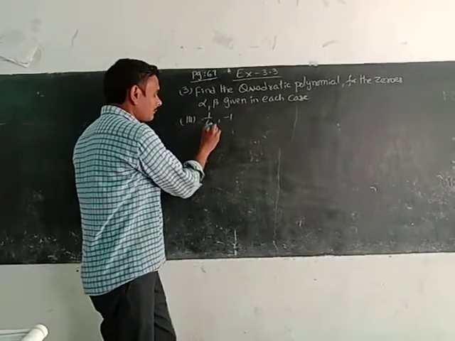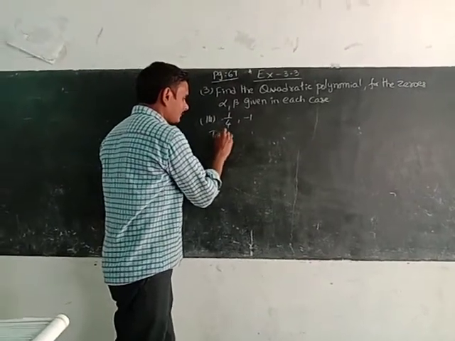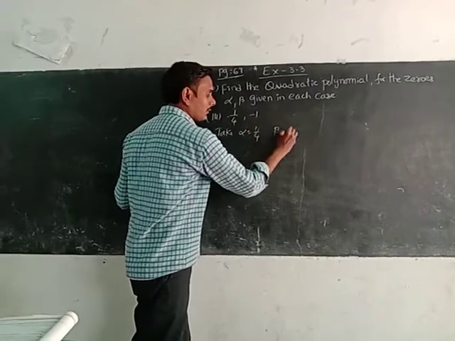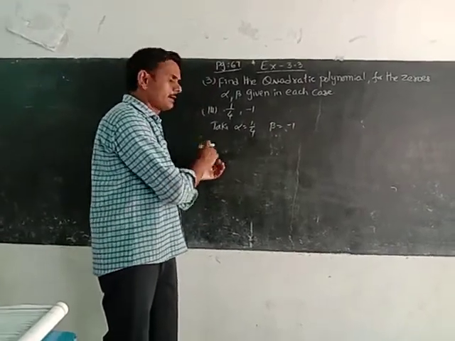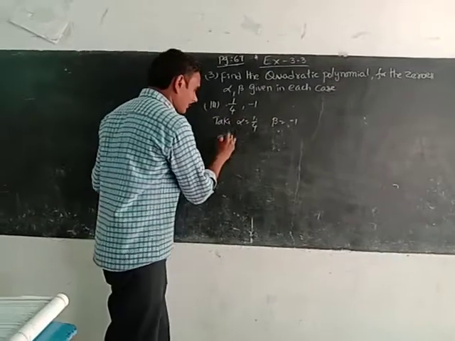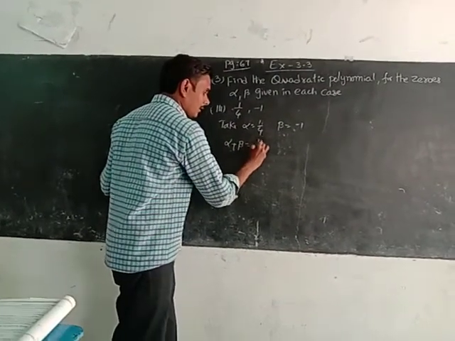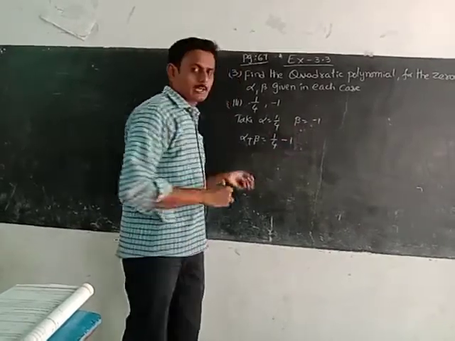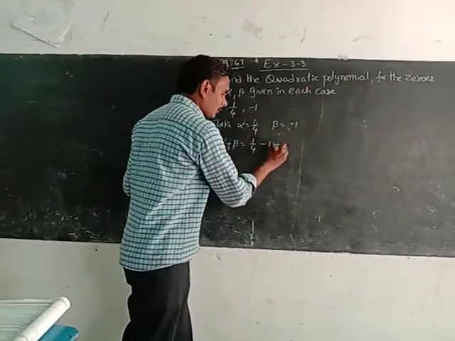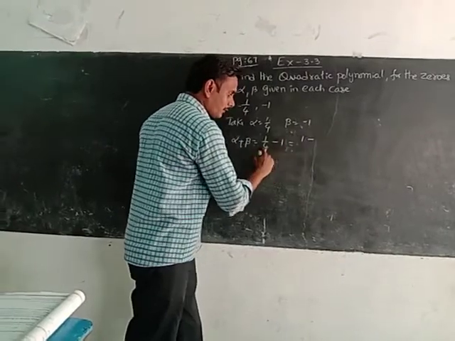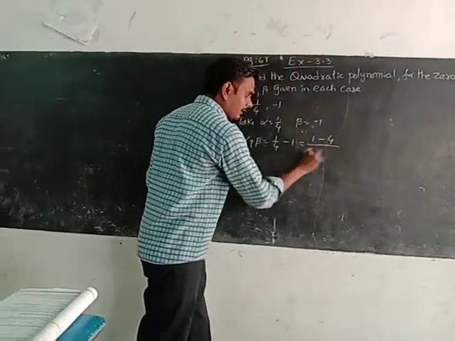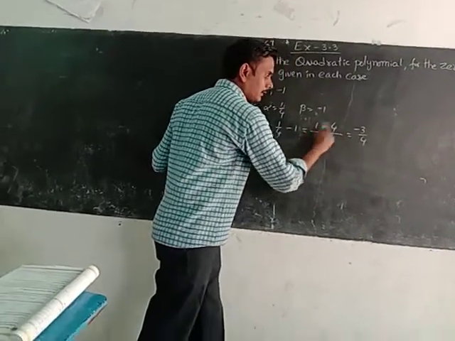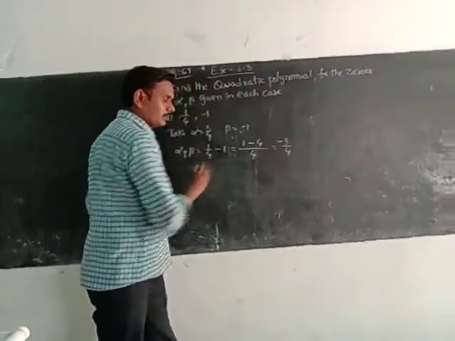Take alpha equal to 1 by 4, beta equal to minus 1. Same process only, but the calculation is different. Alpha plus beta, the sum of zeros, equals 1 by 4 plus minus 1. Now cross multiply: 1 minus 4 into 1, which is minus 3. The denominator is 4. That means we will get minus 3 by 4.